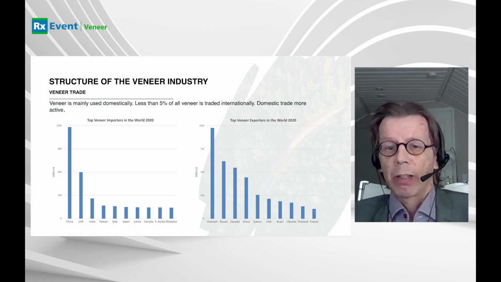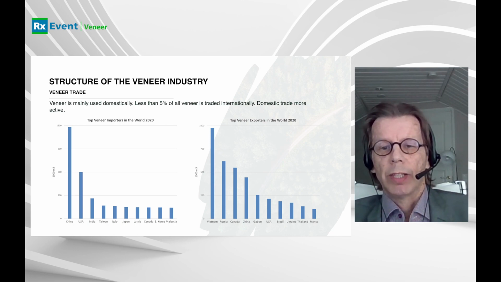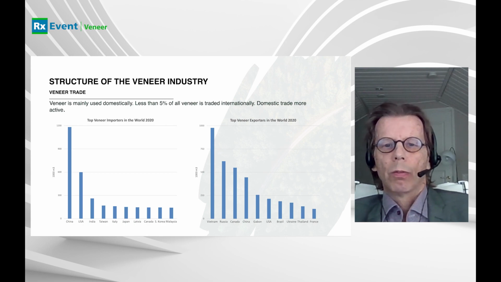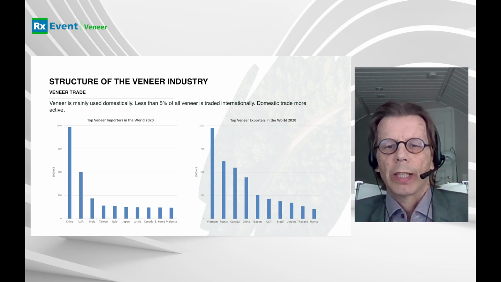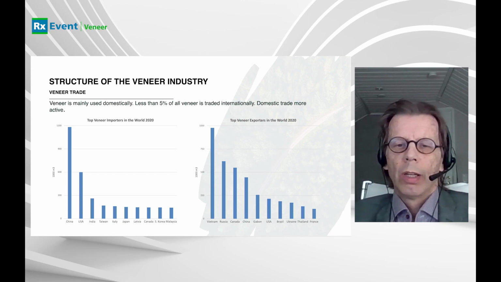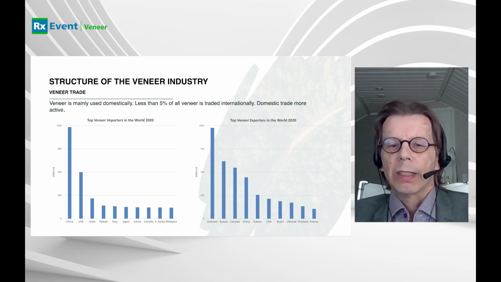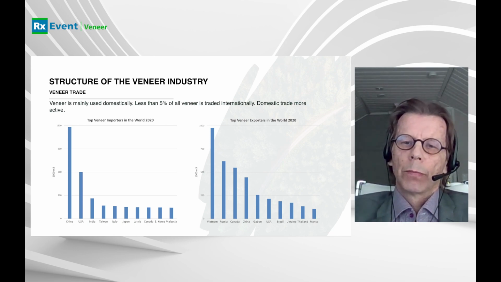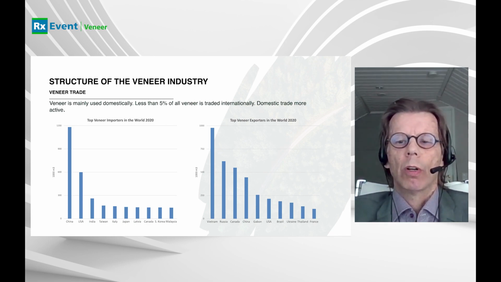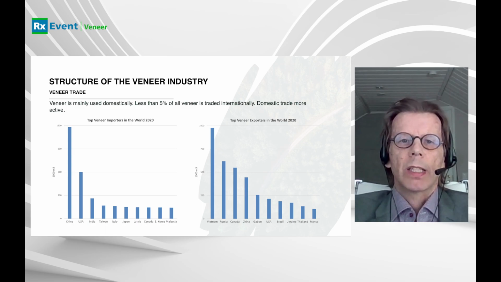China is also a very large exporter of veneer, but Vietnam, Russia, and Canada are even larger. And in fact, the biggest single trade flow in veneer trade goes from Vietnam into China. And this can amount to almost half of all the veneer trade that takes place internationally. So that's just a quick overview of the size and structure of the industry.